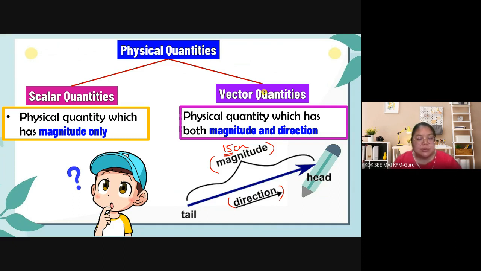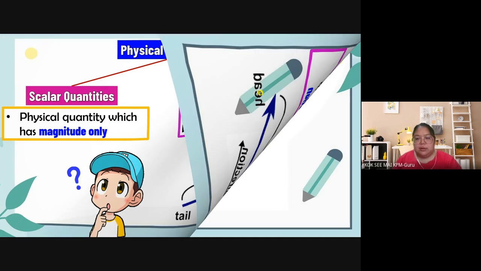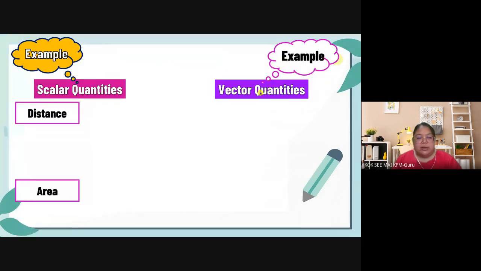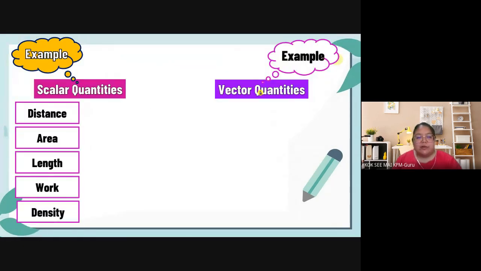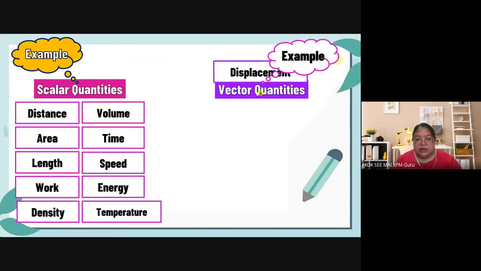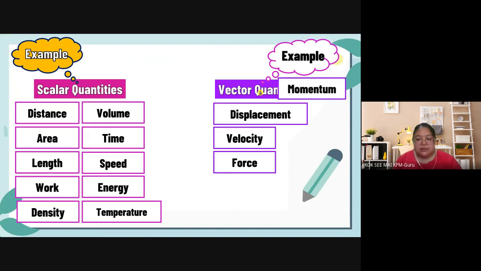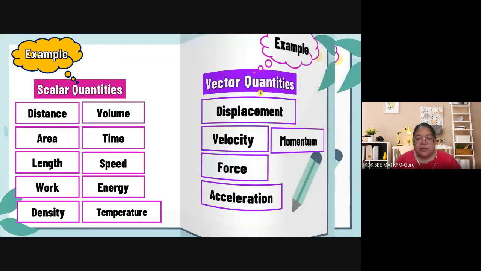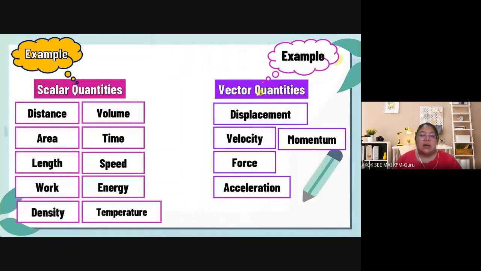Okay, we see examples. Some examples for the scalar, no direction. This is a vector. There are so many vectors, we cannot list all. But I want you to note in this one, distance and displacement.